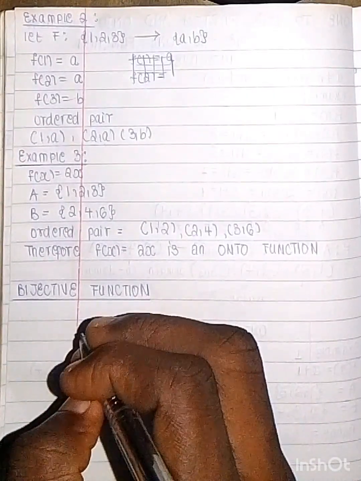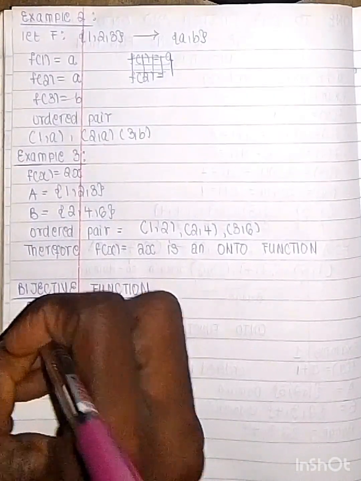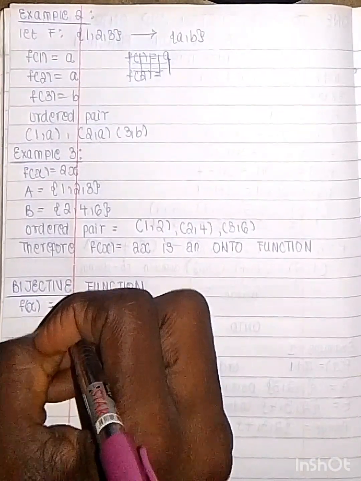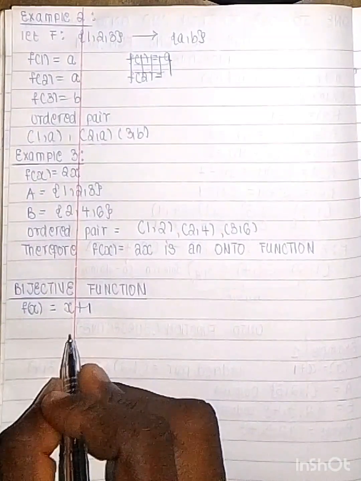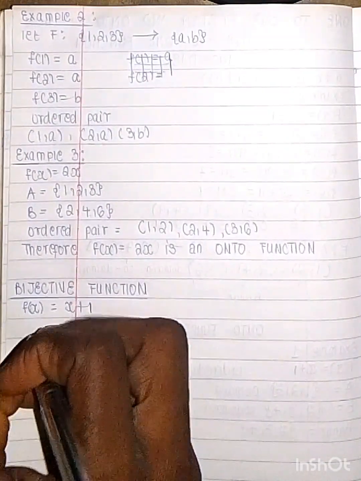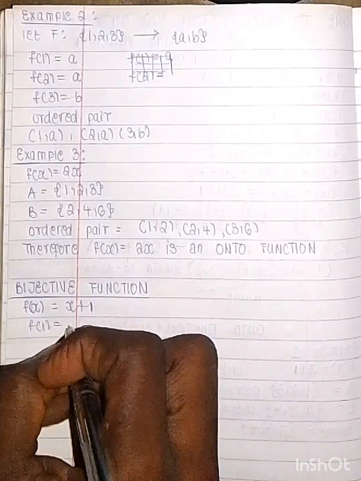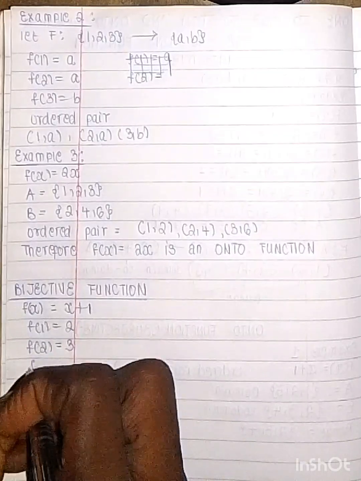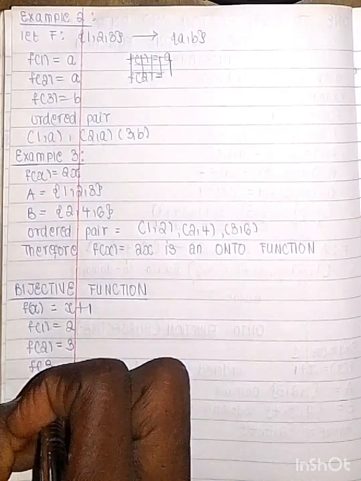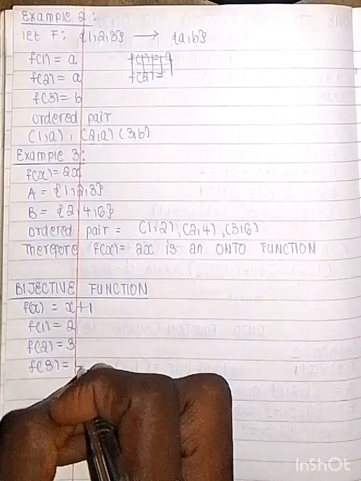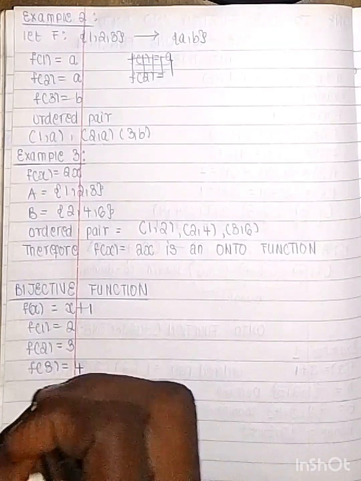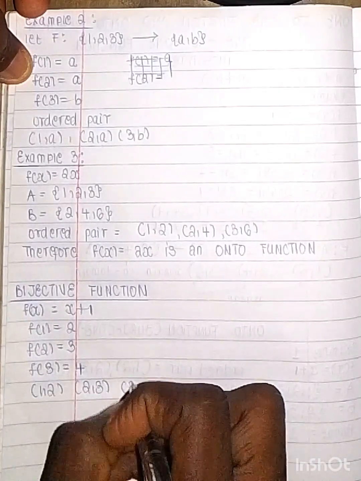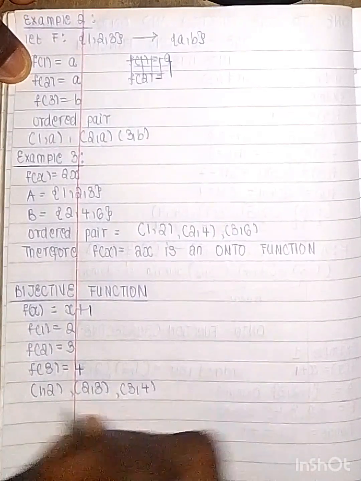Now, let's give an example. If f(x) is equal to x plus 1. If we have a domain of 1, we are going to have 2. If we have a domain of 2, we are going to have 3. If we have a domain of 3, we are going to have 4. Now, the ordered pair is 1, 2, 2, 3, 3, 4.